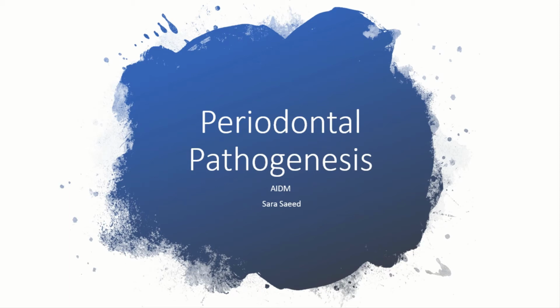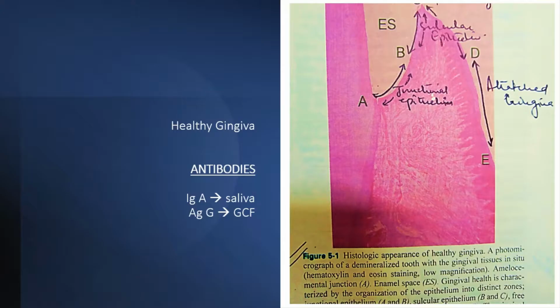Our topic for today is periodontal pathogenesis. A quick recap from yesterday: we had the healthy gingiva in which there is junctional epithelium. The junctional epithelium is oral epithelium plus reduced enamel epithelium. It is a collar-like band of stratified squamous epithelium. It is non-keratinizing and it forms the floor of the sulcus, which you can see here.